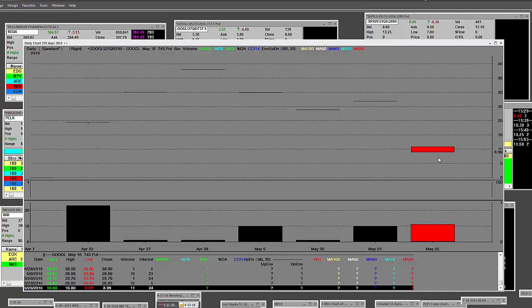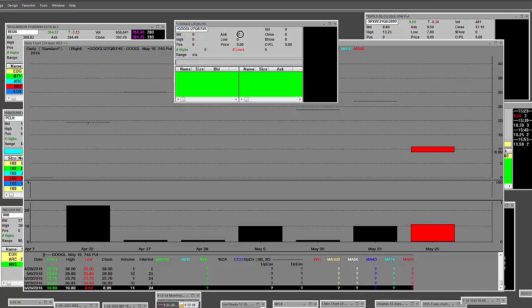Today's low was $8.99 per contract. But just let me tell you something up front. We are going to be buyers of this tomorrow, and we're going to try to get a good bid in there around 460 or lower. Just depends on what Google does, and that's a 745 put.